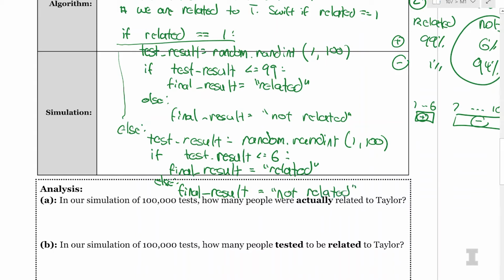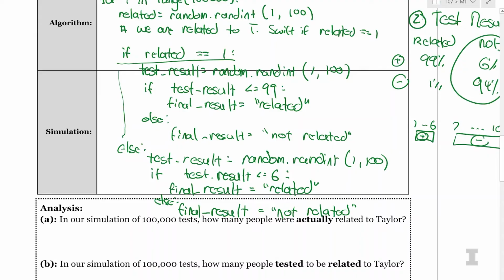So finally, we have all of these variables. We have 3 different variables. We have a related variable, which is whether or not we're truly related. We have a test result variable, which is a number between 1 and 100. That number is not really interpretable because that's just a test result number. And then we have the final result, which is the final result of the genetic test on seeing if we're related or not.